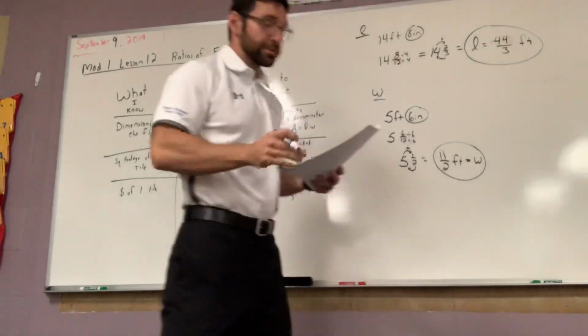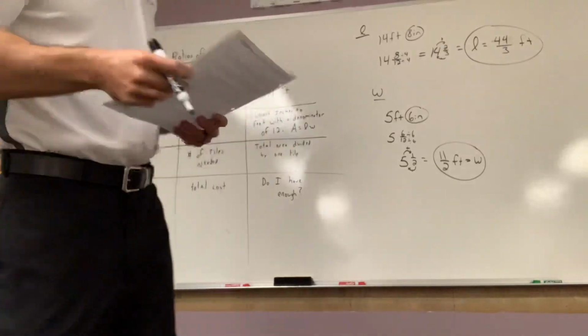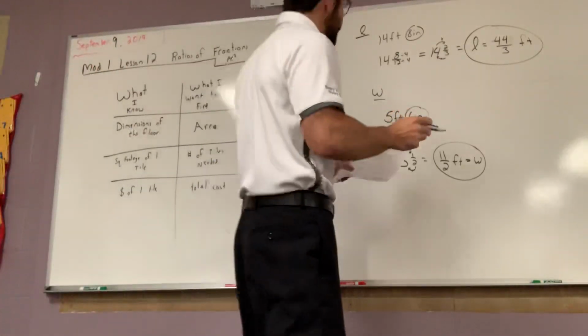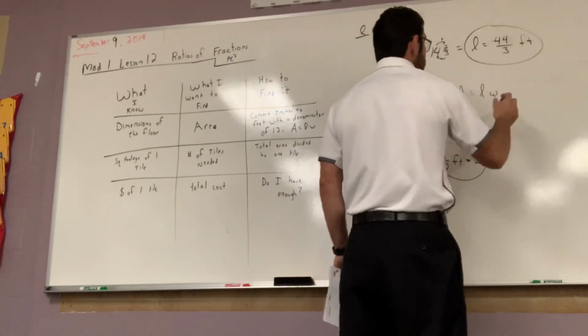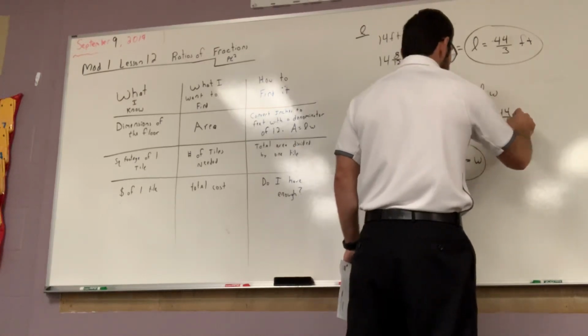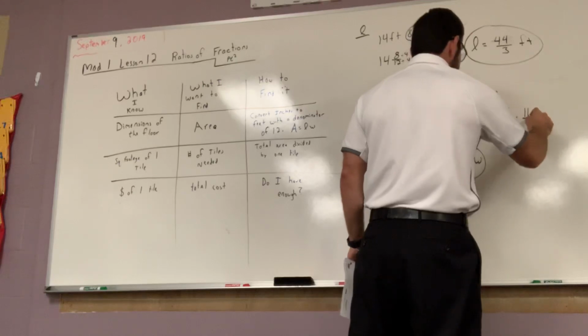Hopefully you've got those. Now, we need to find the total area of the room. To do that, area is length times width. So area is length times width. 44 thirds multiplied by 11 halves.